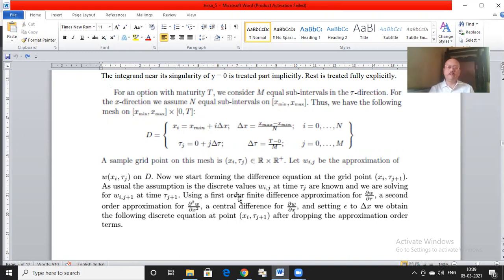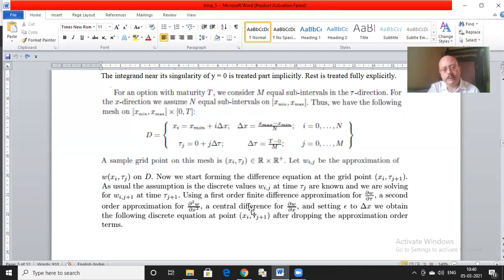We will start by forming difference equations at a particular grid point xi and tau j plus 1. As usual, the assumption is the discrete values wij at time tau j are known. So it is like I have solved up to time tau j, and we are solving for time tau j plus 1. So we are going forward. So knowing wij, I am going to solve for wij plus 1. Okay. So for the del w del tau term, we are going to use a first order finite difference approximation. For the del 2w del x square term, we are going to use a second order approximation. And for del w del x, we are going to use a central difference approximation.